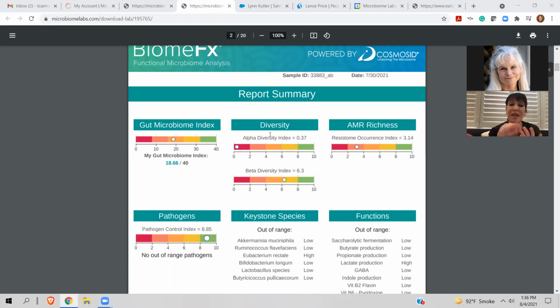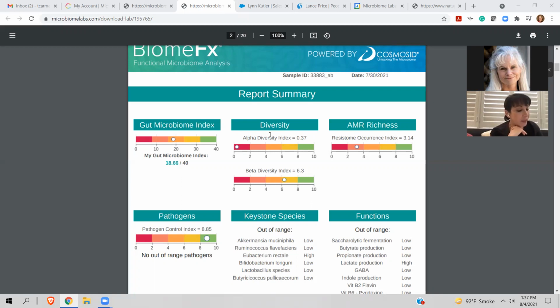What is the gut microbiome index? Is that just a balance of everything? Yes, it's just taking everything into consideration. It's taking these 5 modules and giving you an overall score, putting it all together. And we really need to be aggressive about helping this individual.